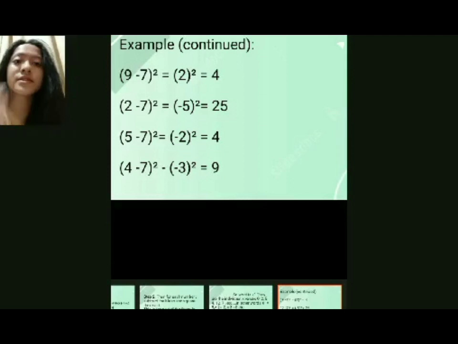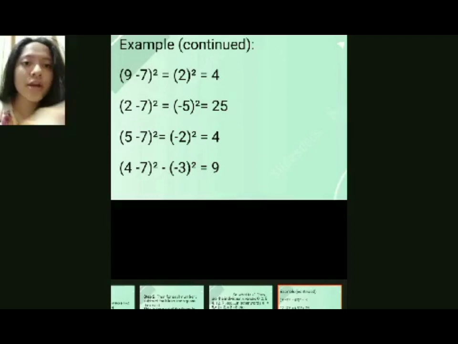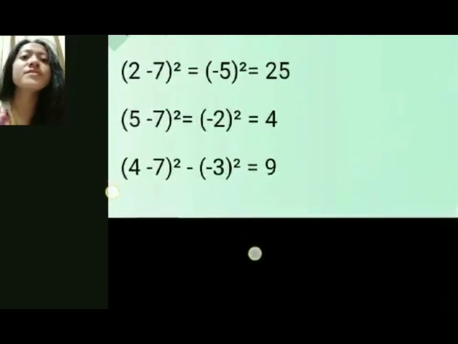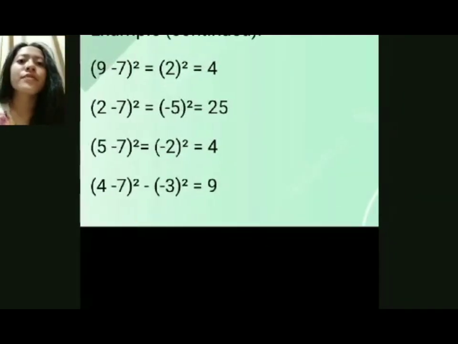So, close parenthesis and open parenthesis to the power of 2. 2 times 2, to the power of 2, equals 4. So, clear? Now 2 minus 7 equals negative 5. Why is it negative 5? Because the negative is bigger than the positive. So, negative 5 to the power of 2 equals 5 times 5, which equals 25. And so on like this.